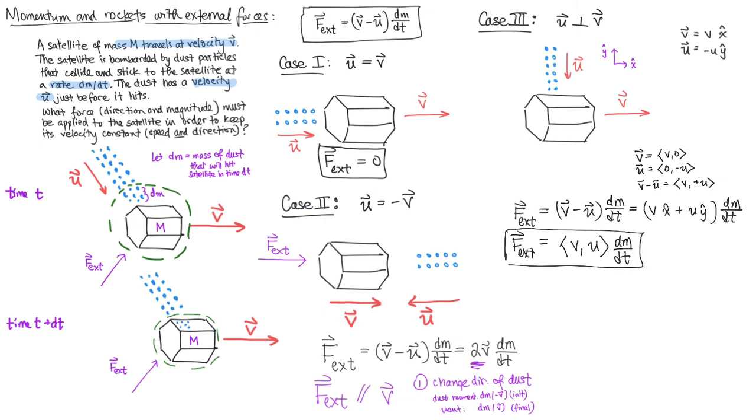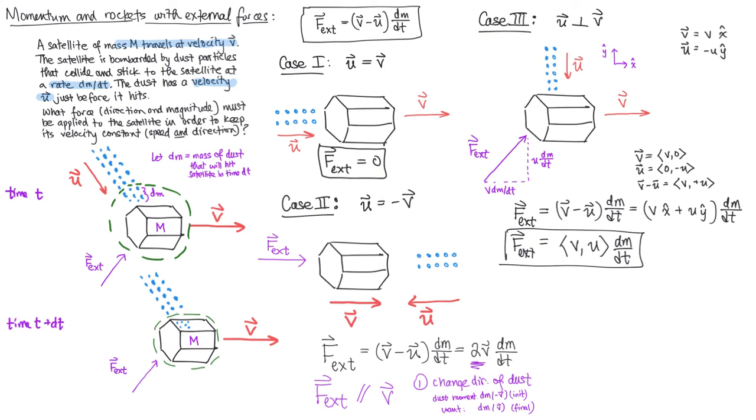Okay, so we see in this case, we have an upward and rightward force that we must apply. So we can draw this out here. We have to apply this external force, and this external force has an upward and a rightward component. The rightward component is v dm dt, and the upward component is u dm dt.